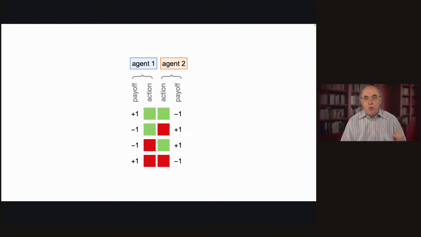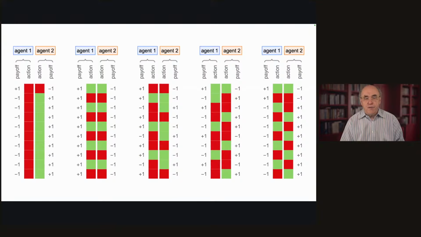So what happens when agents repeatedly play this game? Well, it depends on the strategies. So here are a few examples of different choices for each agent's strategy. And what's happening here is the choice of which action to take, red or green, is determined by the strategy that each player is using, and it's determining that color based on previous actions that the other player used in this game.